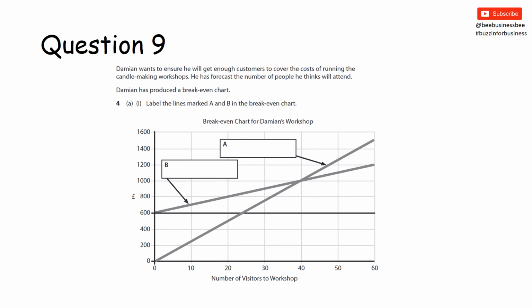So, Damien wants to ensure that he has enough customers to cover the costs of running the candle making workshops. He has forecast a number of people he thinks will attend. Damien's produced a break-even chart, and you need to simply label the lines marked A and B in the break-even chart. Pause the video while you do that.